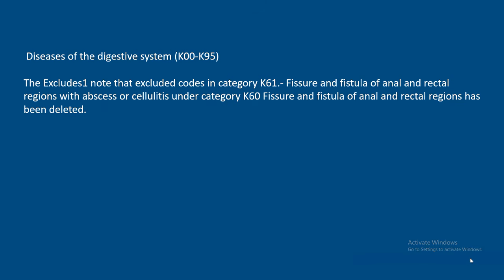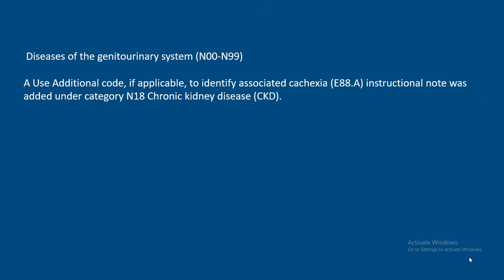Next we have diseases of the digestive system. Here there is no change; basically they have deleted Excludes1 under K61. In diseases of the genitourinary system, a use additional code to identify associated cachexia instructional note was added under category N18. So along with N18, chronic kidney disease, from now onwards we need to use cachexia, E88.A, if the documentation supports. Use additional code means if the documentation supports, basically.